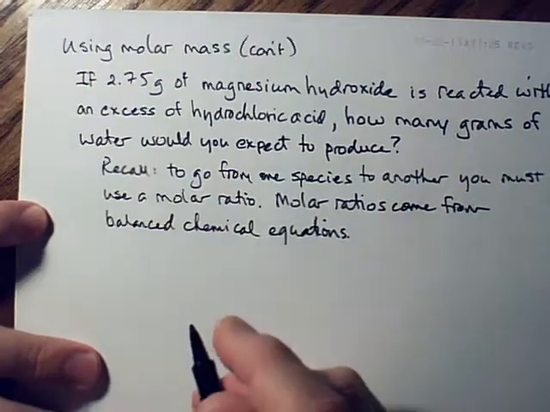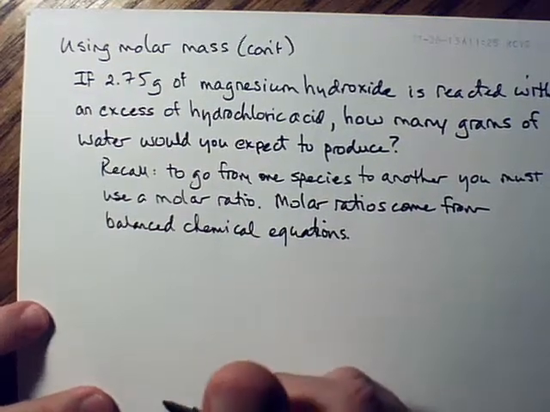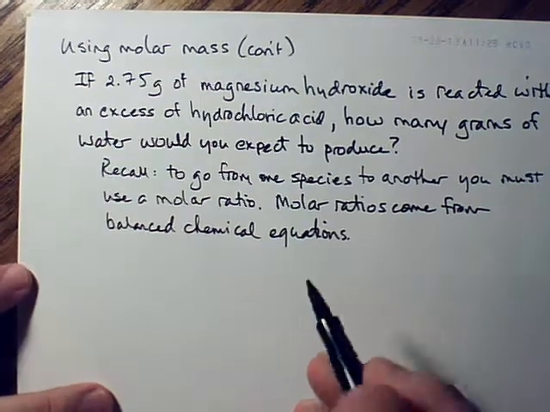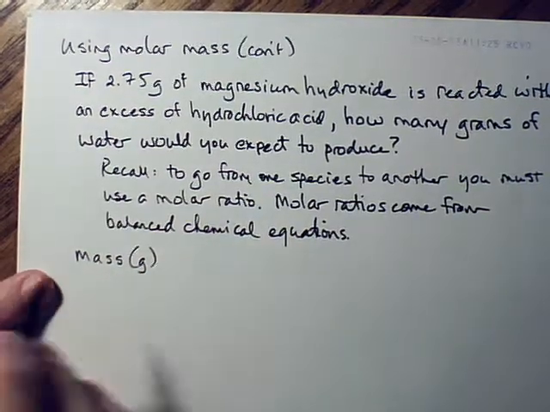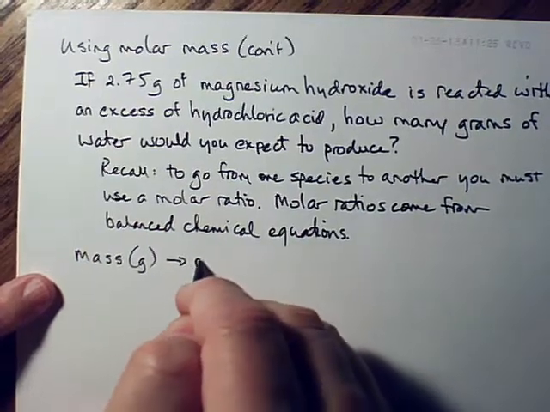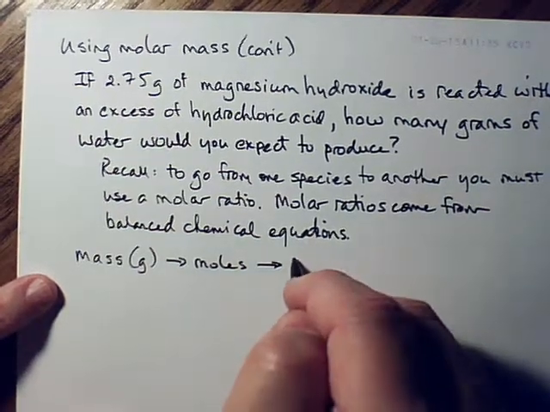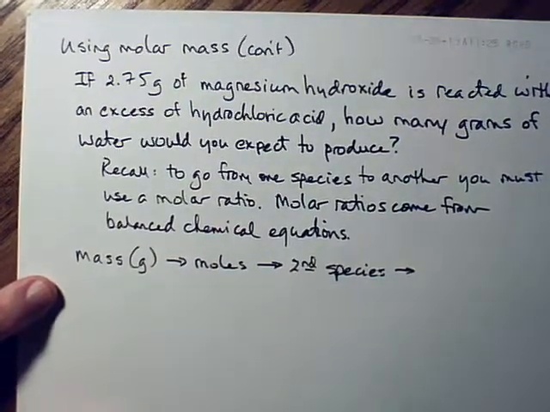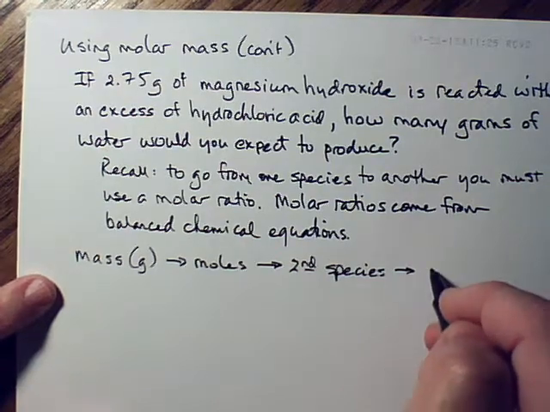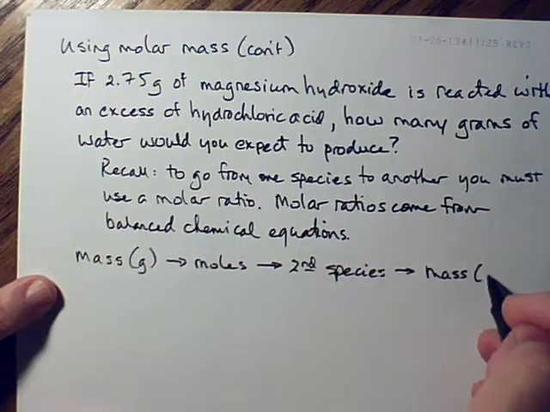Okay? A molar ratio has moles on the top, moles on the bottom. So what we have to do in this problem is we're starting with mass in grams. We're going to convert mass in grams to moles. Once we have it in moles, then we're going to convert to the second species, which in this case is water. We'll have converted that into moles of that second species, so we've got to have molar mass then to convert it into mass again, because the question asks how many grams do you expect to have.